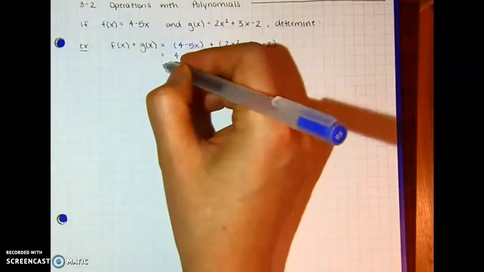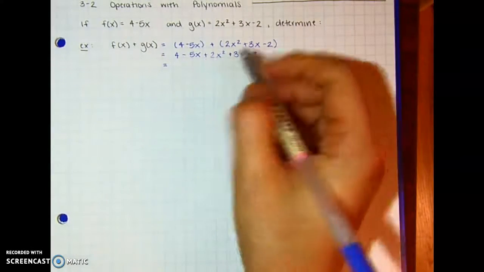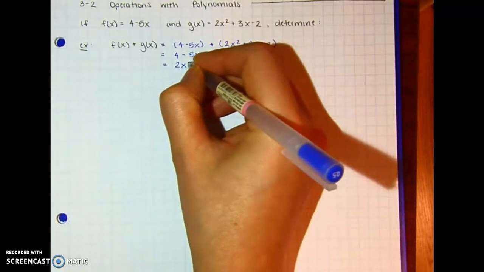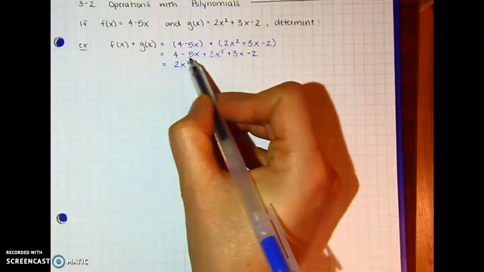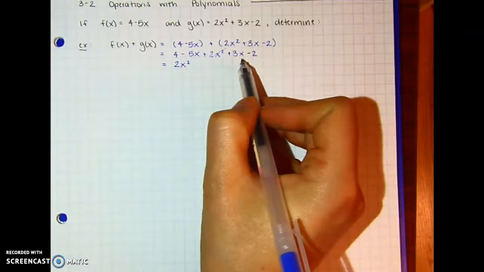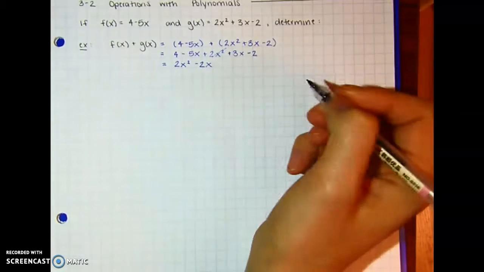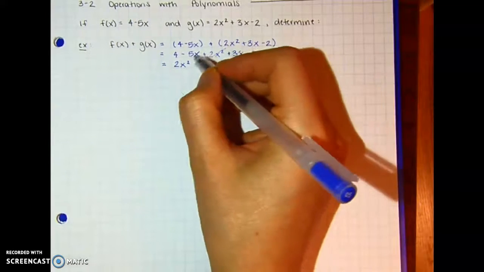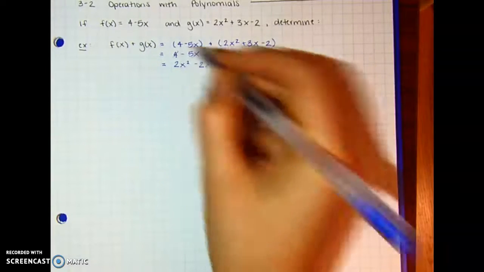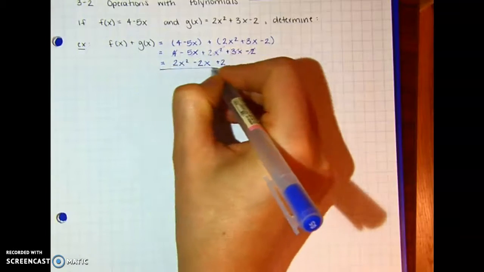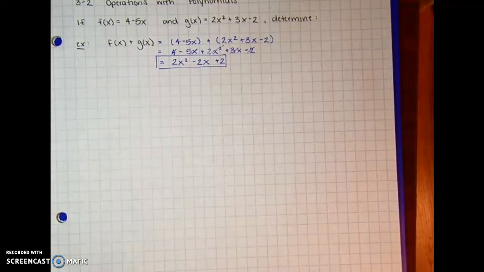And combine like terms, but because this is a polynomial, we need to make sure we write it in the correct order. So I'm going to start with 2x squared. And if you want, you could cross it out to remember that you already did it. So then negative 5x plus 3x, we can combine these. So negative 5 plus 3, so we have negative 2x. And 4 minus 2. And that's it. Here is the equation of our new polynomial, which is the same as f of x plus g of x.